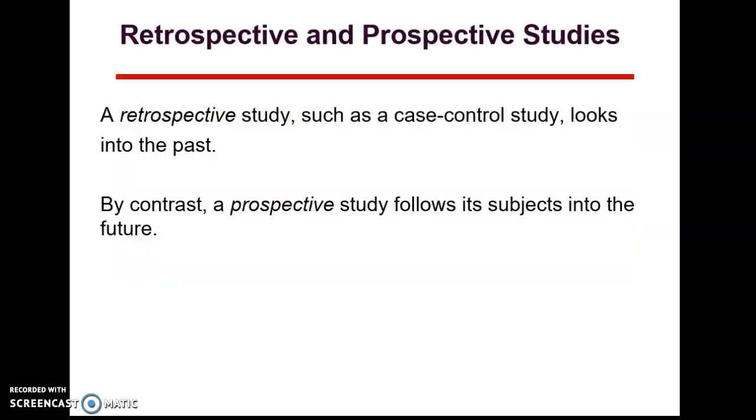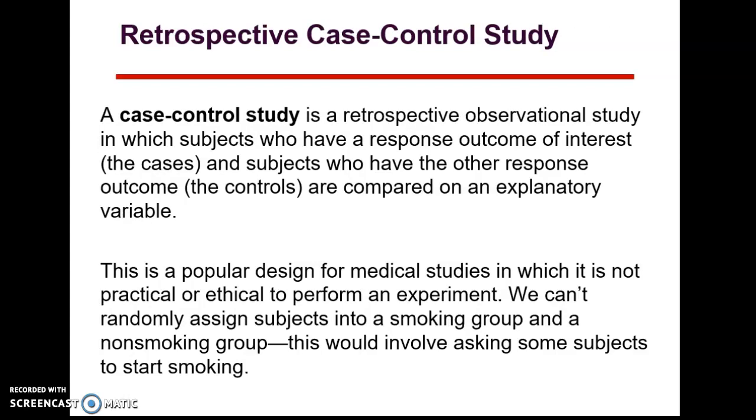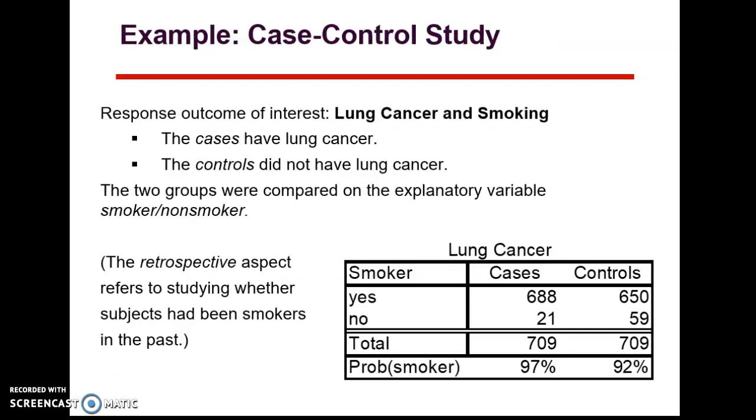Retrospective study looks in the past, prospective study looks in the future, and they're both observational. So a case control, we want to look at something. A lot of times these are medical studies, and it's not practical or ethical to perform an experiment. For instance, for lung cancer. The cases all have lung cancer, the controls don't. So we start with these cases who had lung cancer. It turns out out of 709 of them, 688 were smokers. 20 of them weren't.